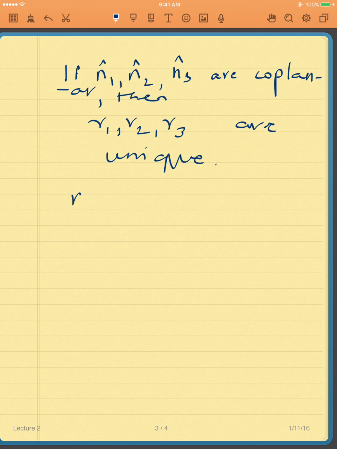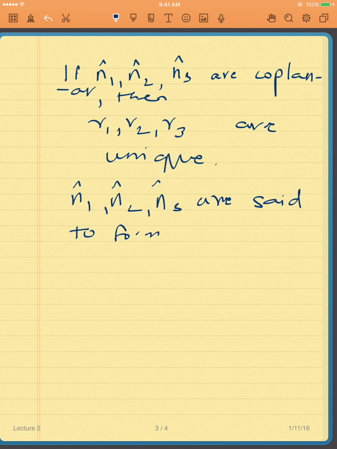In such a case, the vectors n1 hat, n2 hat, and n3 hat are said to form a basis. Usually we pick a basis which is 1, 2, 3 or something like that, which has a certain order. So let's make note of that. Usually these bases are picked in a certain way, right? That's what I was talking about.